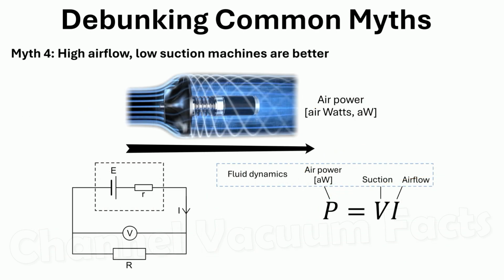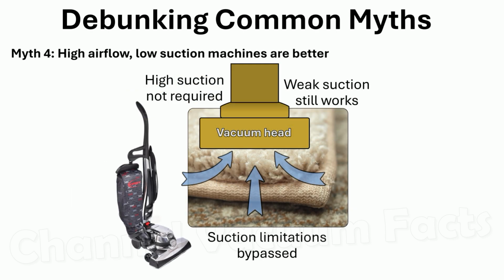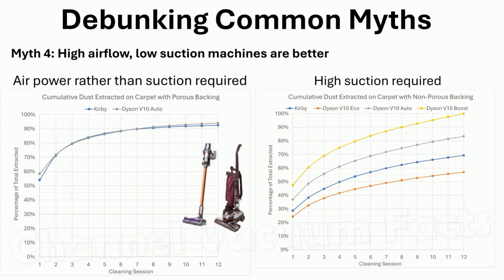Good modern machines offer both high suction and high air power to achieve high airspeeds in all situations on all flooring with varying resistance levels. Look out for sources of online misinformation that only ever test these low suction machines on porous flooring with low air resistance. It's misleading, and now you know why.